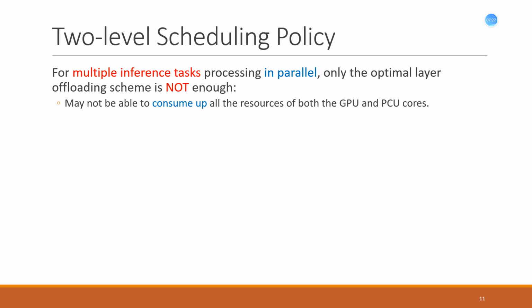In the real world, we won't only perform one inference task at a time. There must be multiple inference tasks running in parallel. In that case, only the optimal layer offloading scheme is not enough, because it may not be able to exhaust the GPU and PCU cores simultaneously, wasting their resources.